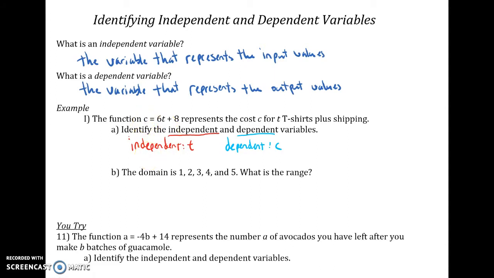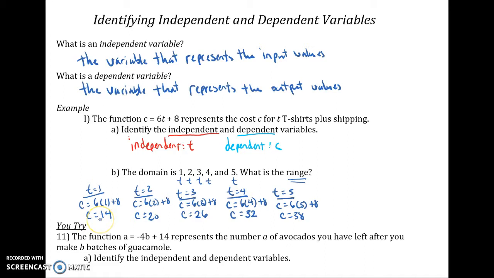Now, if you look at part B, the domain is 1, 2, 3, 4, and 5. What is the range? So this is saying, I want you to plug in 1 for T, 2 for T, 3 for T, 4, and 5, and tell me, what are all these different costs? So you're going to have to do that work, and I'm going to pause and do it all for you in a moment. So there I went ahead and just plugged in 1, 2, 3, 4, and 5.